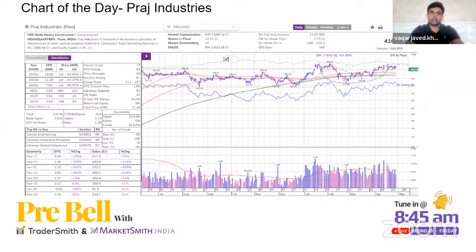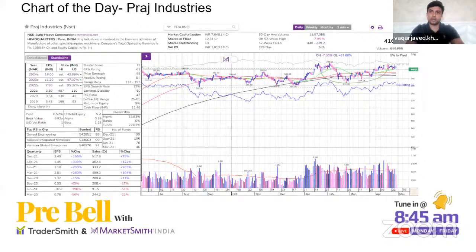Now let's talk about the chart of the day, Praj Industries. Praj Industries is like a pure play on the ethanol blending program by the Indian government. As we all know, the Indian government is increasing its push on ethanol blending and the ethanol blending target as well. The company started off with its first product in ethanol and then went into biodiesels and engineering products. Still, ethanol contributes the most to the top line and will continue to do so.